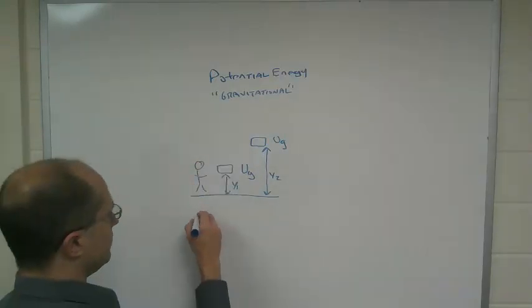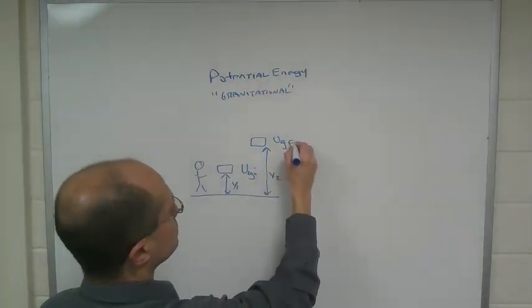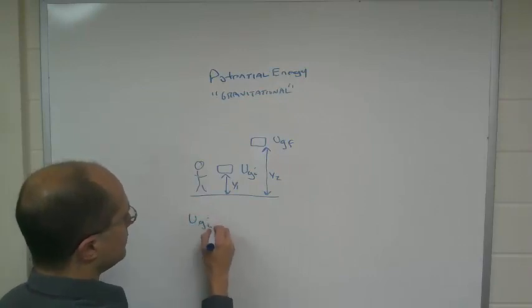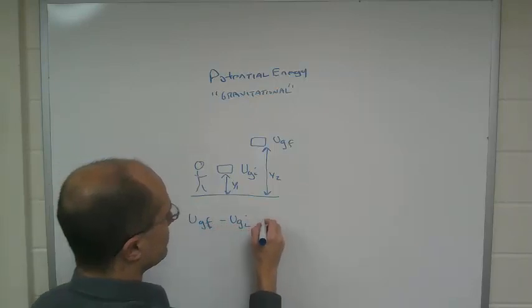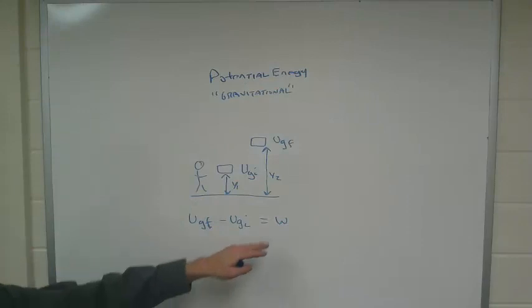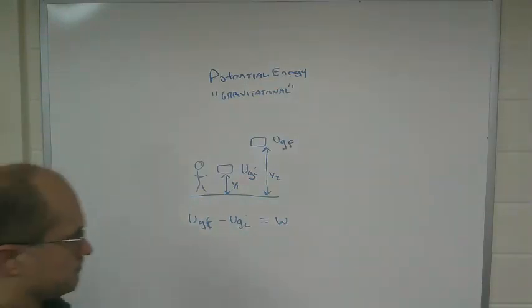So let's take a look. So we can think of this as like UG initial and UG final. So the idea is that UG final minus UG initial has to be equal to the work we did, because we said that work changes the energy in our system.